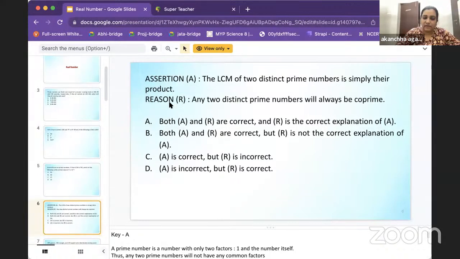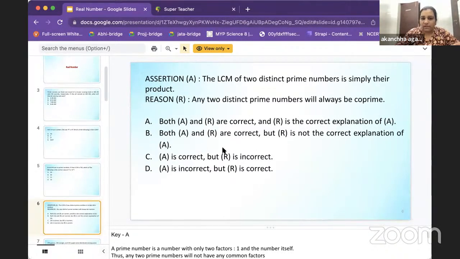An assertion and reason question means that there are two statements, and in the first statement, which we are calling the assertion, we are putting up a statement, a statement which you have to check as a fact. And in the reason, we are giving a statement which explains the assertion. So first you have to read and understand the two statements, and then conclude which of the following options will work.